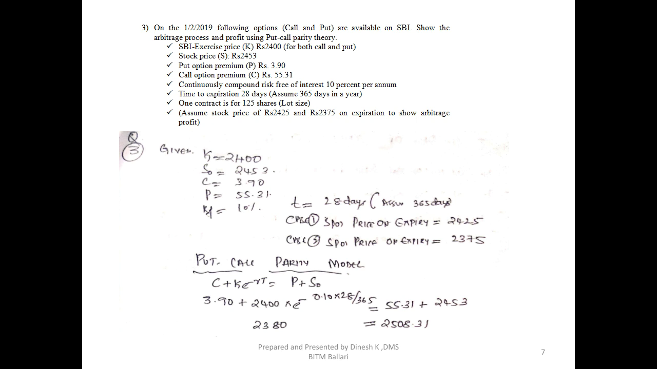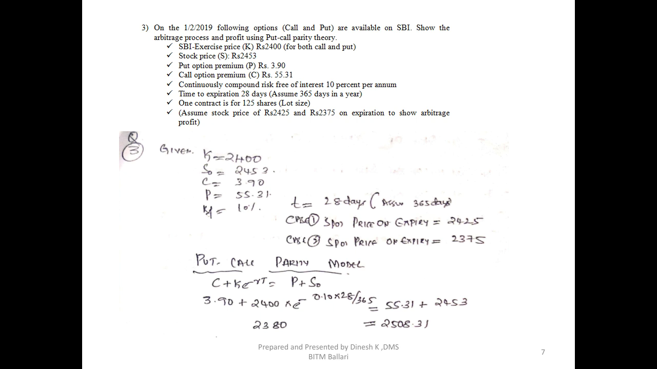loss. Fine. Also, an important thing to note here is to assume the stock price is trading at 2425 and 2375 on the expiration, to show the arbitrage profit. Till now, we used to take the strike price as the closing price on the date of expiry and show the net gain or loss. But here they have given you the spot price on the date of expiry. So they have given you two spot prices, 2425 and 2375.